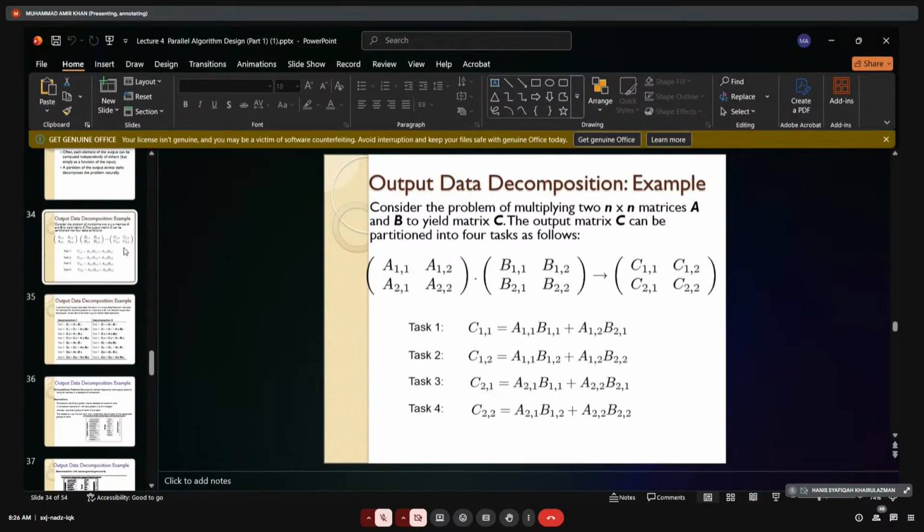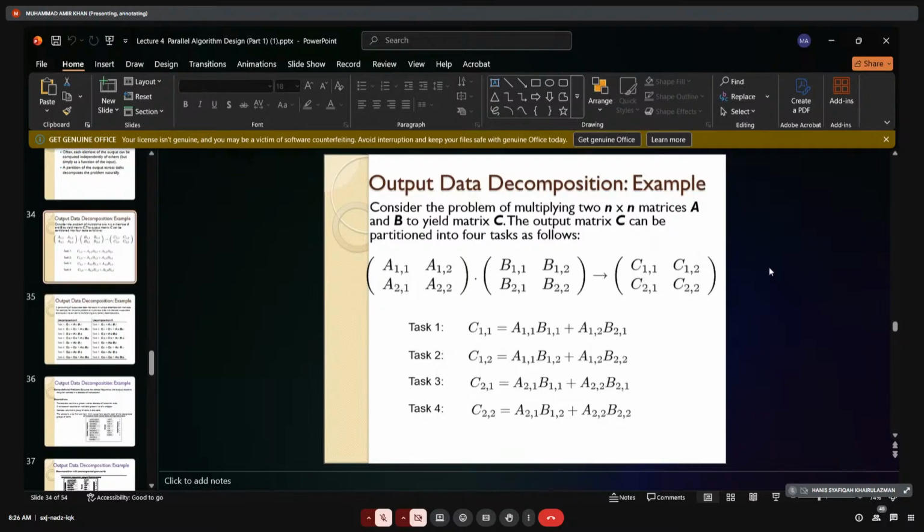N by n means the same number of rows and columns: a 4 by 4 matrix, 5 by 5 matrix, 6 by 6 matrix, 6 rows, 6 columns. Matrix A and B are both the same size. To get matrix C, the output matrix C can be partitioned into 4 tasks. How? We multiply the two matrices and get the result in another matrix. Very simple.